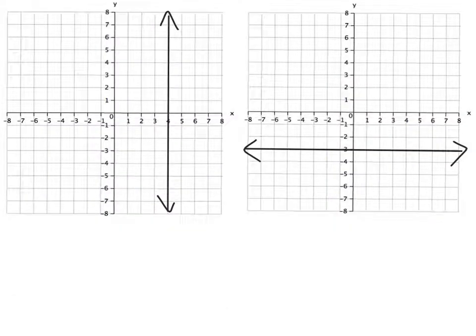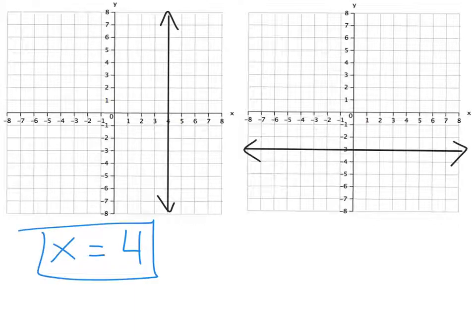Here we're going to use the graph to come up with the equation of the line that's shown. For this first one, since it's a vertical line, we know it's going to look like x equals a number, because all vertical lines look like x equals a number. And this line happens to have 4 as the x-coordinate for every point on it. So x is always equal to 4. We get the equation x equals 4.